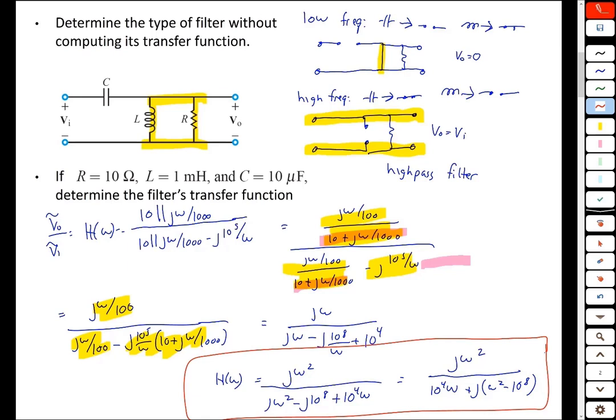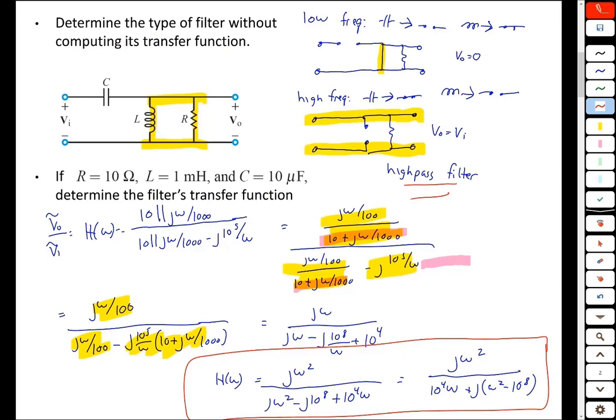So in this problem, we first guessed what the frequency response was going to be just by looking at it at the low end and the high end, and we saw it should be a high pass filter. And then in the second part, we actually calculated the transfer function.